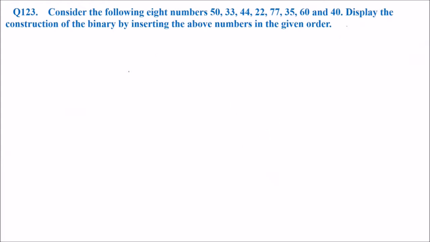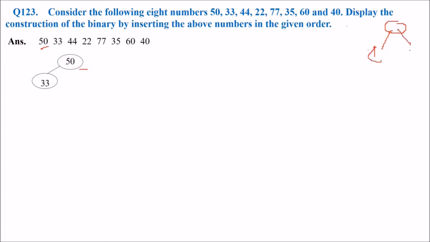Now the next question: we have 8 numbers and we have to construct the binary tree by inserting the numbers in the given order. First 50 has come, and 50 will be placed here. There is no choice. Now 33 is there. Is 33 greater than or less than 50? It is less than. So always the value which is less than the upper node will be placed here, and the value which is greater than will be placed here.